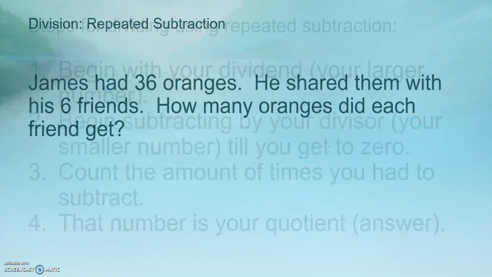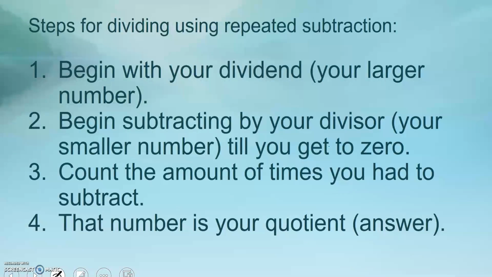So let's look at our steps. First, you want to begin with your dividend, your larger number. Second, you're going to begin subtracting by your divisor, your smaller number, till you get to 0. Then you're going to count the amount of times you had to subtract, and that number is going to give you your quotient, or your answer. So another way to solve your division problems.